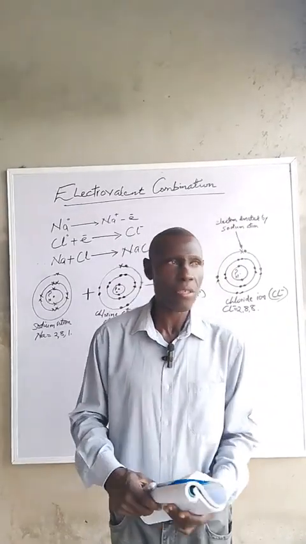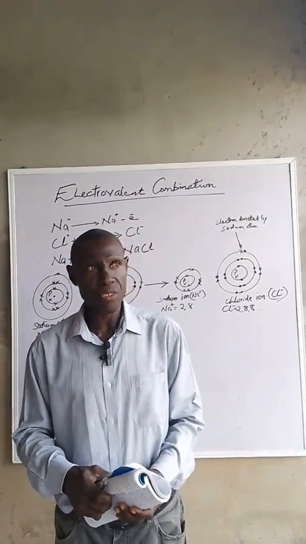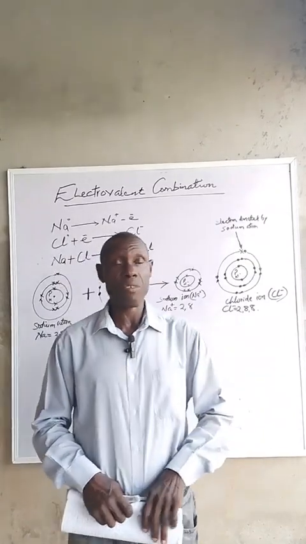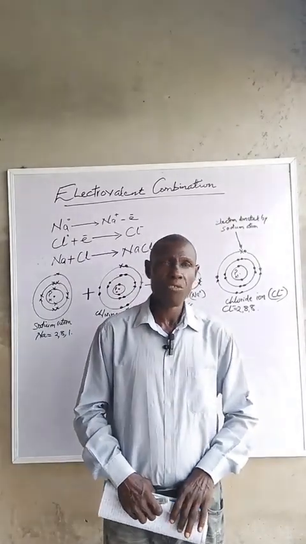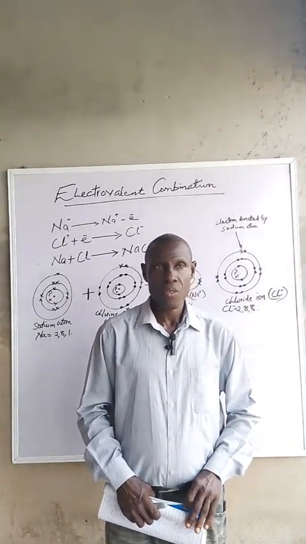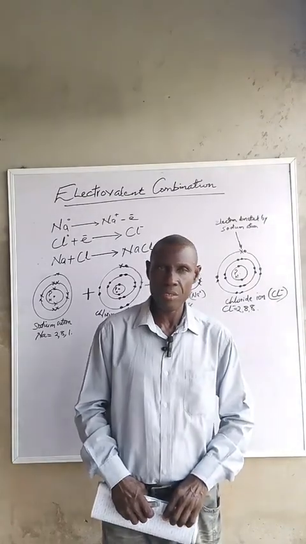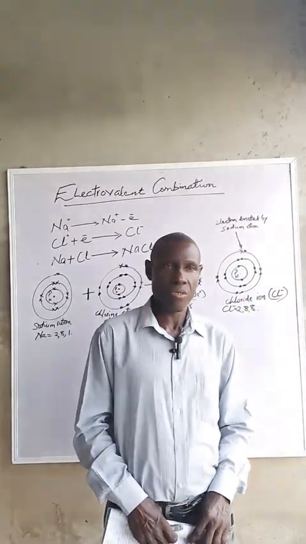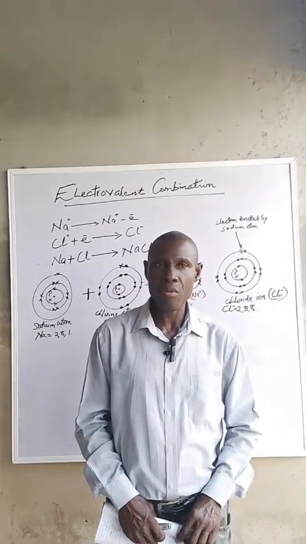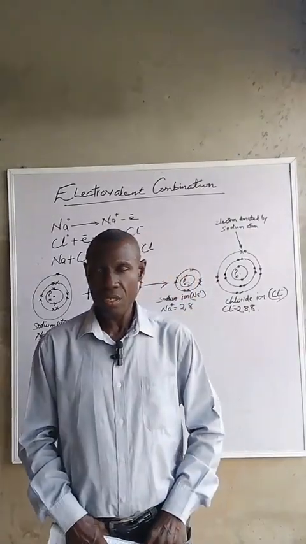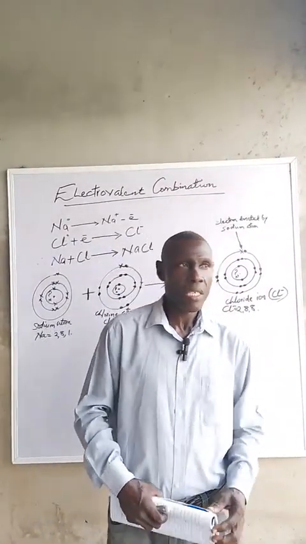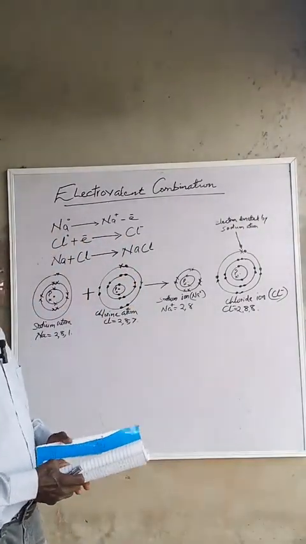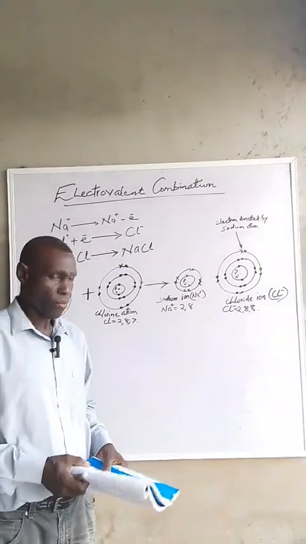Previously, we discussed chemical combination, and there I did mention some of the types of combinations we have. I told you we have two main types, which are electrovalent combination and covalent combination. I also told you that there are other ones, like the metallic bond, hydrogen bond, coordinate bond, and other ones. And today, we are going to talk about the electrovalent combination.